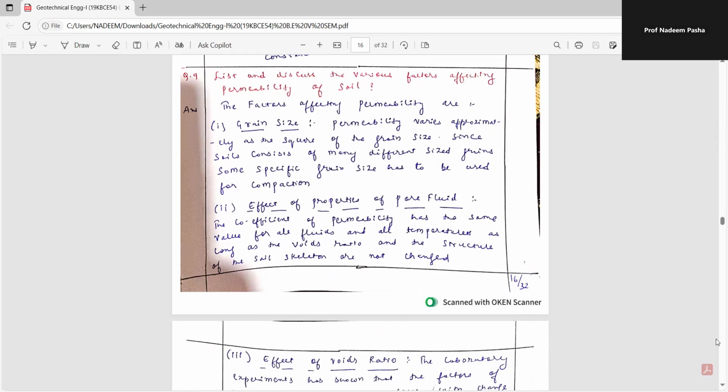Second is effect of properties of pore fluid. The coefficient of permeability has the same value for all fluids and all temperatures, as long as the voids ratio and the structure of the soil skeleton are not changed.